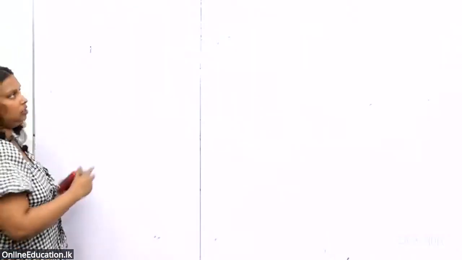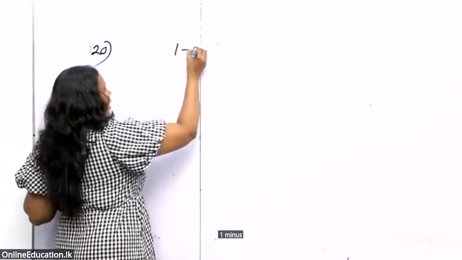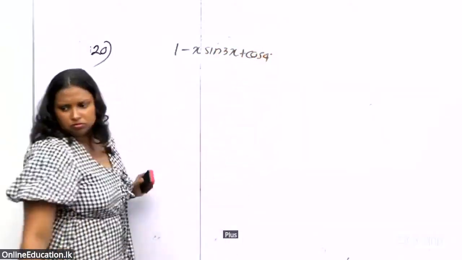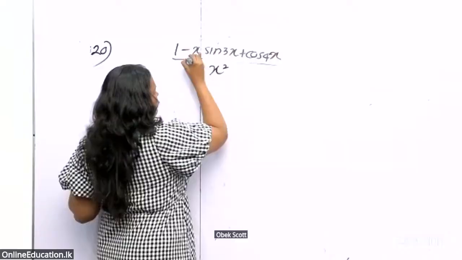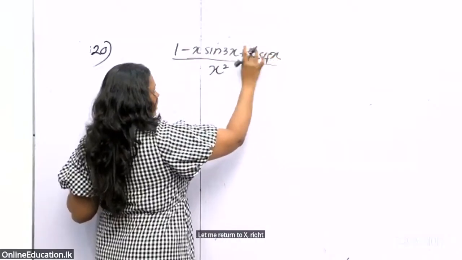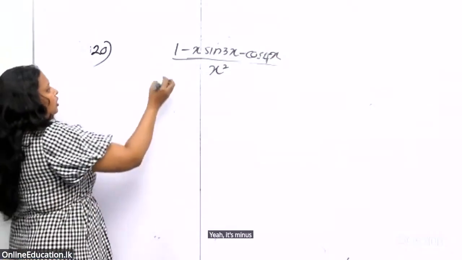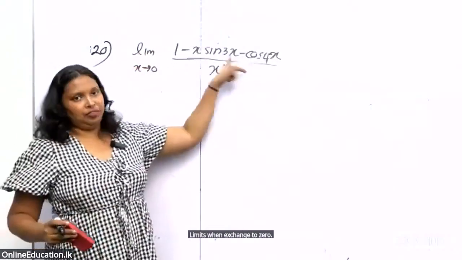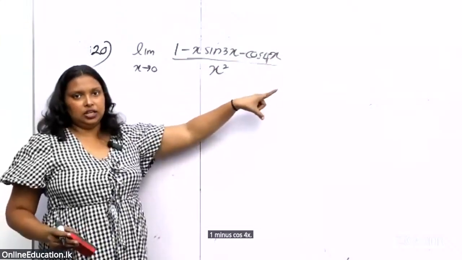Right, now number 20. 20 is like this. 1 minus x sin 3x plus cos 4x over x squared. Let me make it 2x, for example. Minus, so it's minus. Limits when x tends to 0. Then identify 1 minus cos 4x. What is cos 4x?